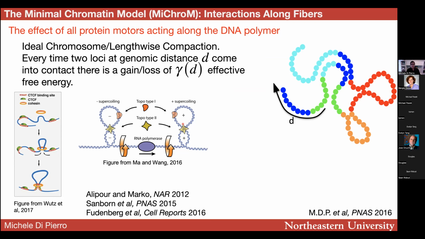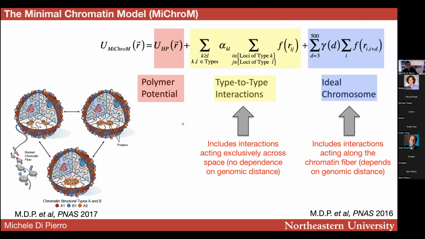So using these two simple guesses about the physical processes, we could write an energy function, which I call the minimal chromatin model. This energy function has a polymer potential, has type-to-type interactions, and it has this ideal chromosome term. So again, the type-to-type interactions act exclusively across space. There's no dependence on genomic distance, while for the ideal chromosome, there's a dependence on Cartesian distance, but there's also dependence on genomic distance to include effects that act along the chromatin fiber.